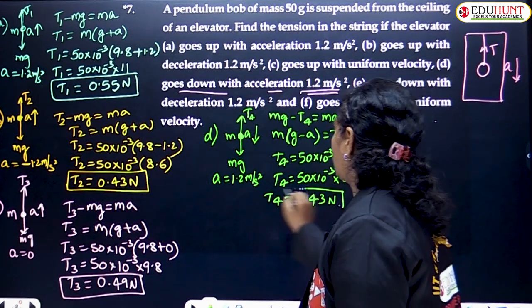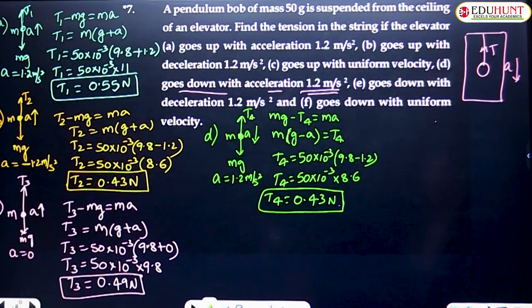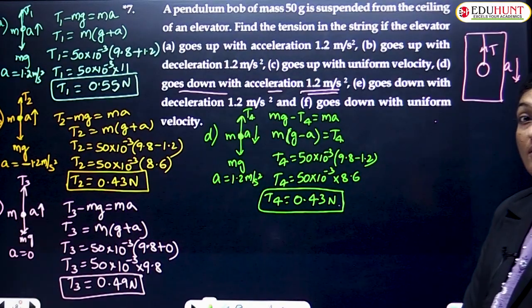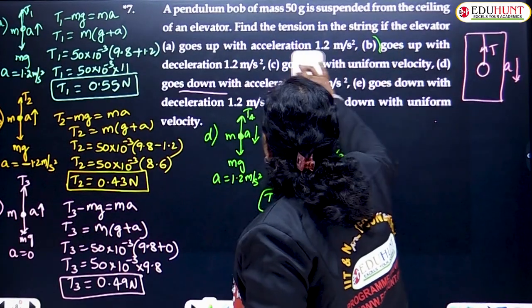0.43 newtons. So whenever the lift moves downwards with an acceleration of 1.2 meter per second square, the tension created in the string is found to be 0.43 newtons. Well, so let us move to the fifth part of the question, children.